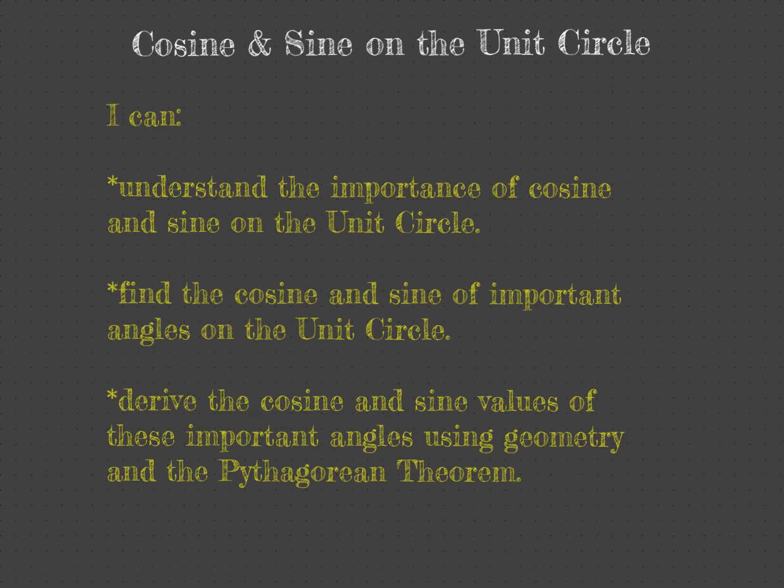There are a total of 6 trigonometric functions, and you've probably learned 3 of them in geometry, which are cosine, sine, and tangent. Cosine and sine are the x and the y of any point on our unit circle, and we're going to be talking about their importance throughout this video, as well as deriving the reason why they're the x and y of our coordinate points.